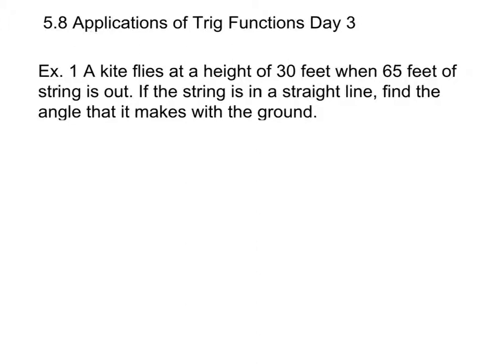So it says a kite flies at a height of 30 feet when 65 feet of string is out. So far, this is what we have. So it's flying at a height of 30 feet when 65 feet of string is out. If the string is in a straight line, find the angle that it makes with the ground.